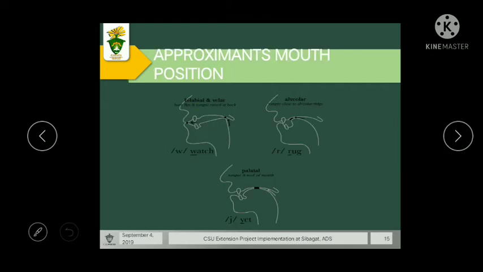So this one, the w is as in watch, bilabial and velar. Both lips and tongue raised at the back. Watch. The r is alveolar because the tongue is close to the alveolar ridge, r as in rug. And palatal for y, because the tongue is close to the roof of the mouth, this one here, y as in yet.